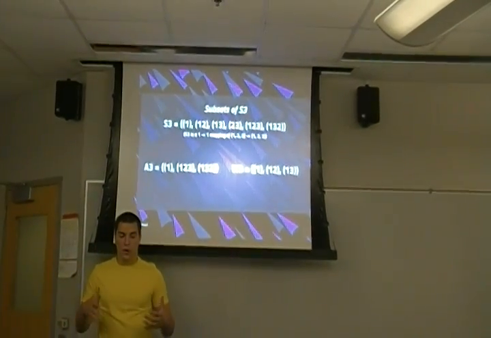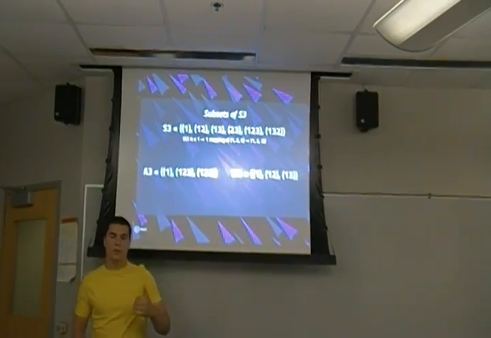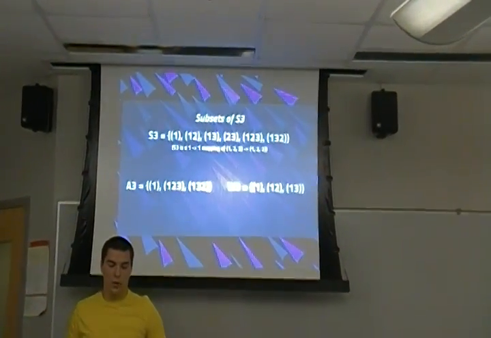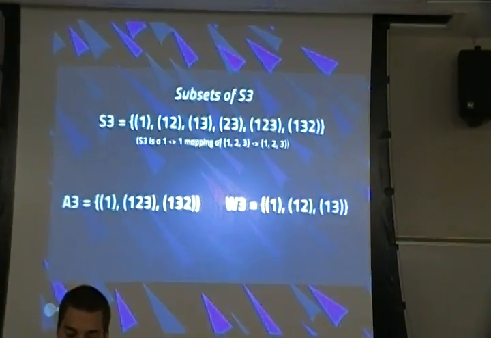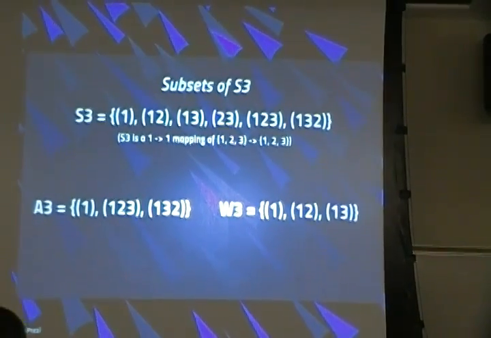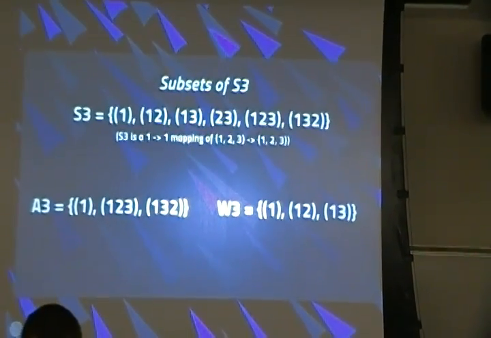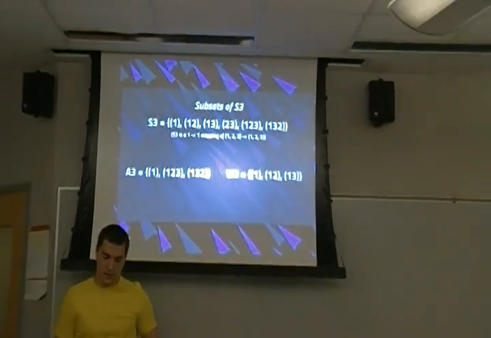These subsets that we're going to be working with are, first, A3, which is the collection of permutations (1), (1 2 3), and (1 3 2). And then the other subset of S3, which is (1), (1 2), and (1 3), which we'll call W3. We're going to show that one of these is in fact a subgroup of S3, and the other one is in fact not a subgroup of S3, and just a subset.